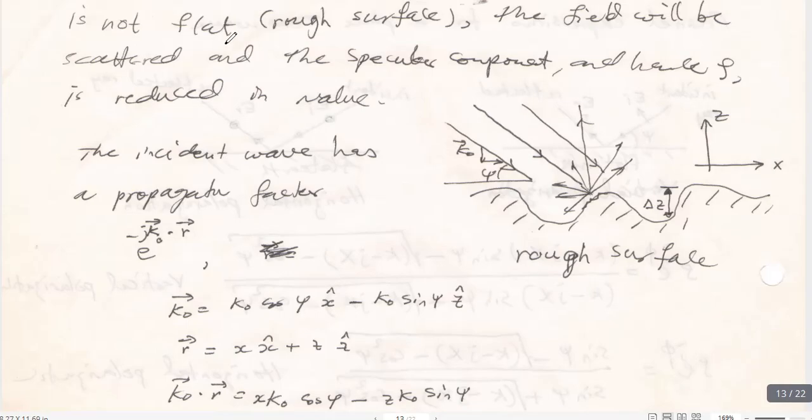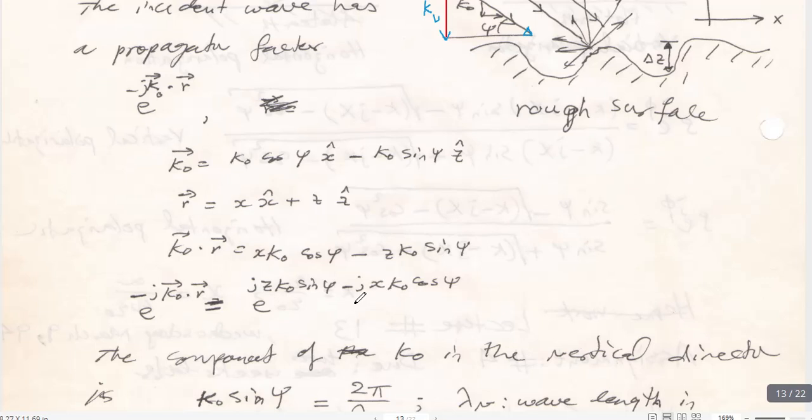The vertical component of the propagation constant, which is directed in this direction here. The vertical component here, which is kv, k vertical, is equal to k0 times sine psi. As we can see here, it is k0 sine psi. And the vertical component is 2 pi over lambda v. Lambda v is the wavelength of the vertical component.